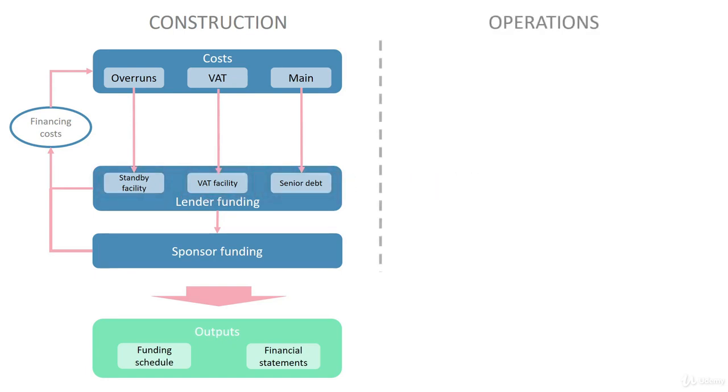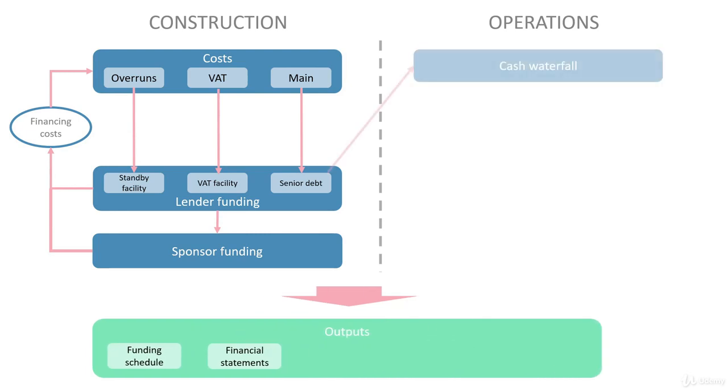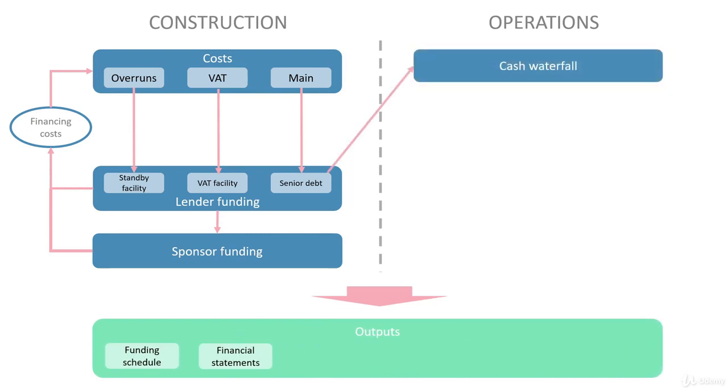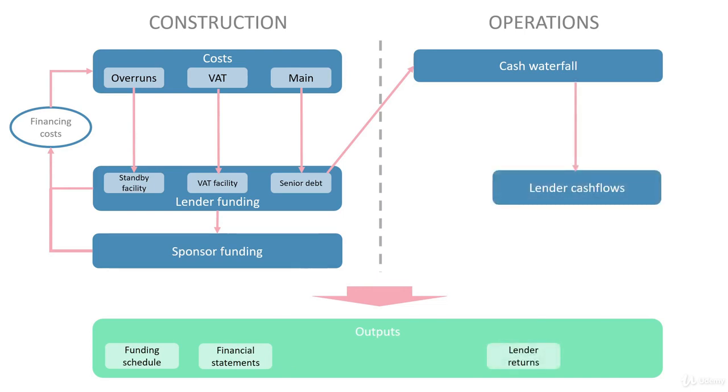Next, we model the operational phase of the project. We begin by creating a cash waterfall. That gives us the detail we need to calculate payments to lenders and the returns on their commitments.